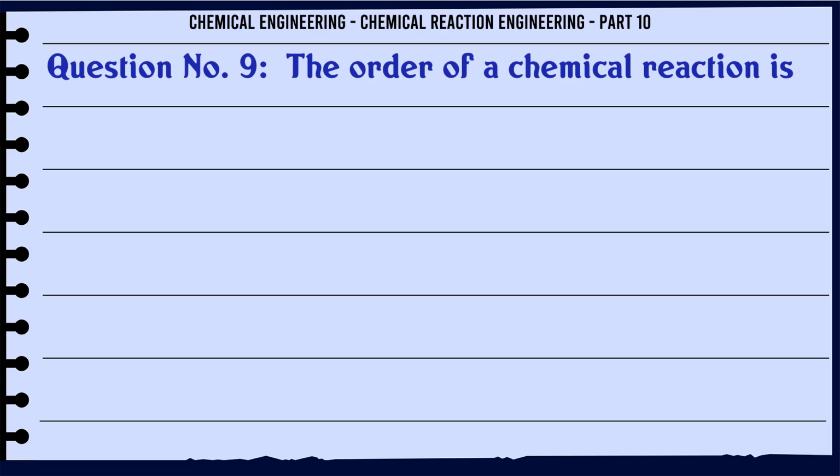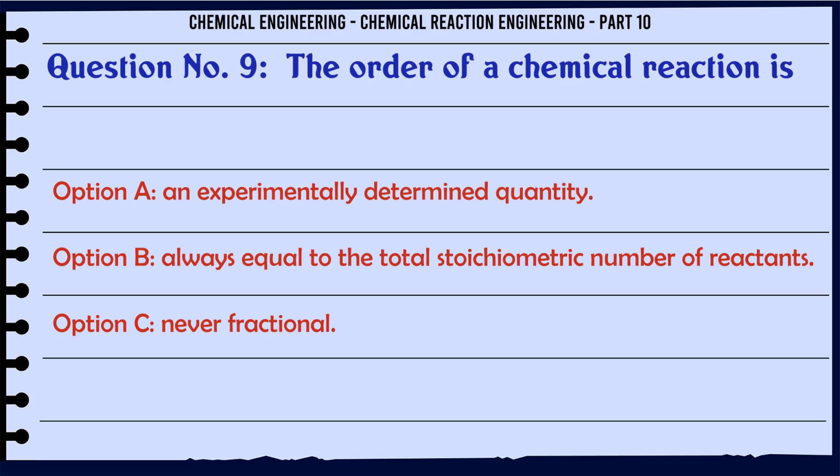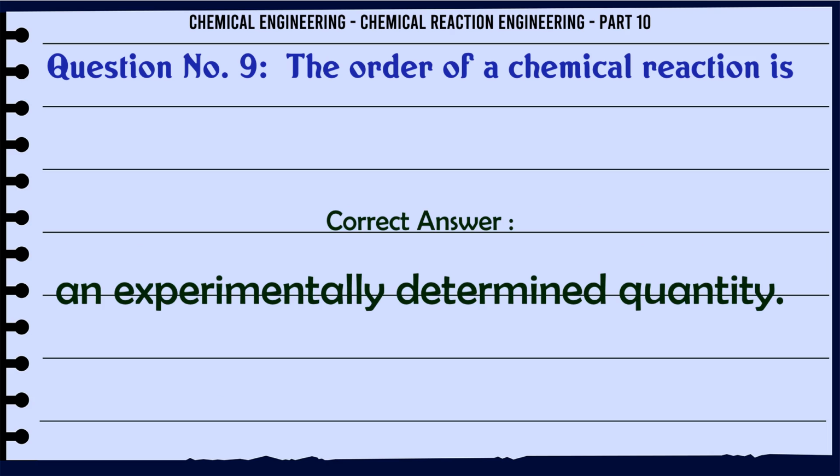The order of a chemical reaction is: A) an experimentally determined quantity, B) always equal to the total stoichiometric number of reactants, C) never fractional, D) none of these. The correct answer is an experimentally determined quantity.